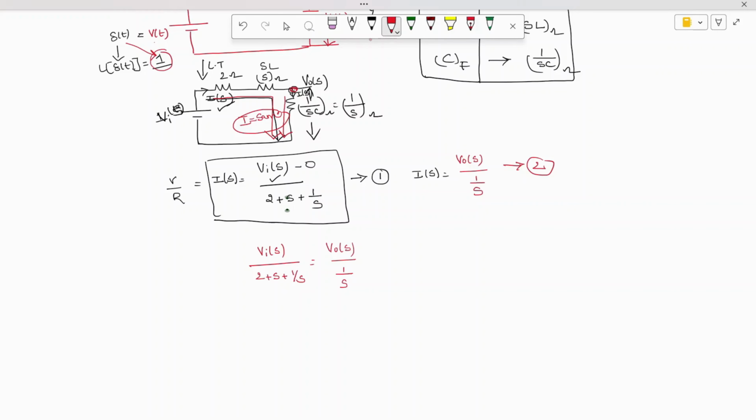Then you are going to get the Laplace transform of V I of S value is equal to 1. So bring this down to the denominator, which is V naught of S divided by V I of S. The input is nothing but 1, that is equal to 1 by S divided by 2 plus S plus 1 by S. Okay, now let us try to solve it in a required form.